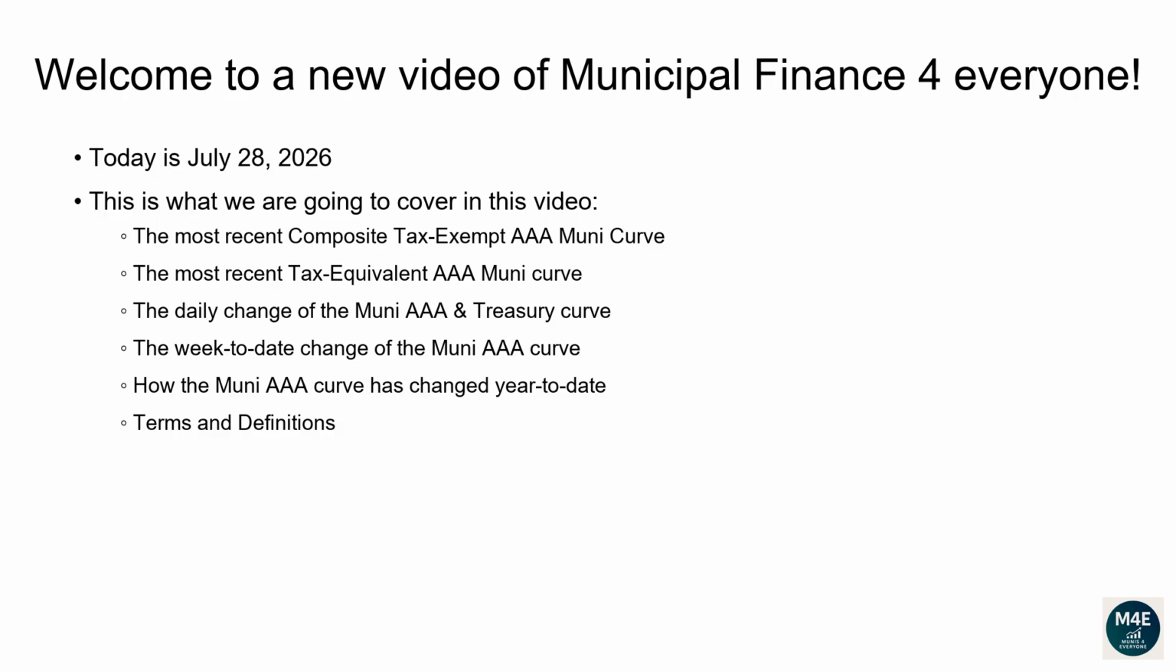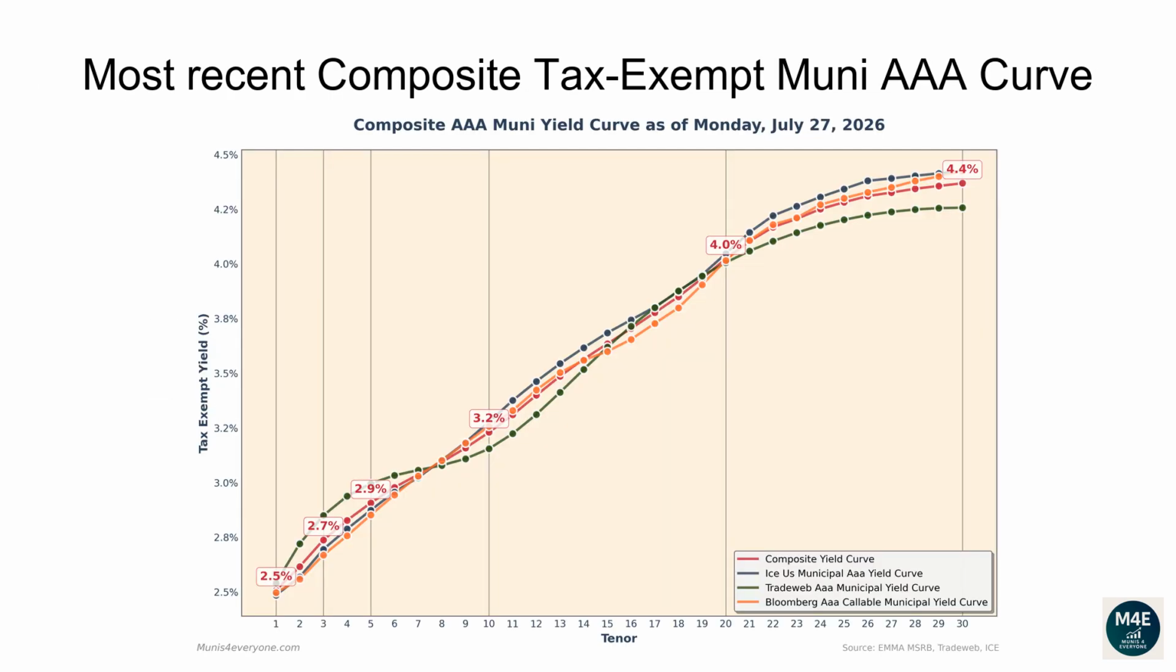Terms and definitions. Let's go over the most recent composite tax-exempt Muni AAA curve. The following composite tax-exempt yield curve is based off the most recent ICE, TradeWeb, Bloomberg yield curves that are available on the MSRB website, plus some proprietary extra adjustments, as of July 27, 2026.